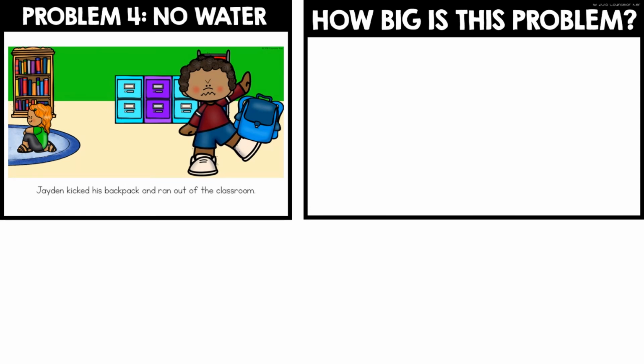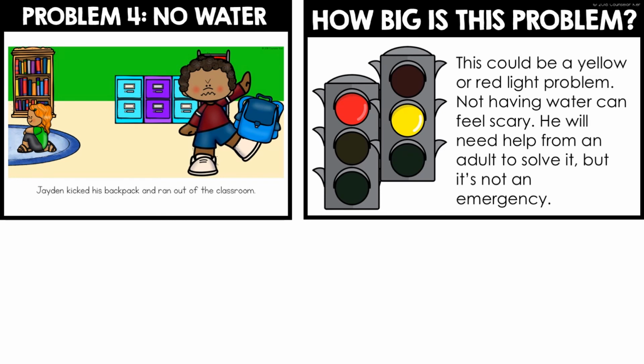Problem 4. This is where Jaden went to get his pencil from his backpack and realized he actually had no water. He had lost his water bottle along the way. How big is this problem? This might be a tricky one. So this could be a yellow or red light problem. Not having water can feel scary to someone. He will need help from an adult to solve it, but it's not an emergency.